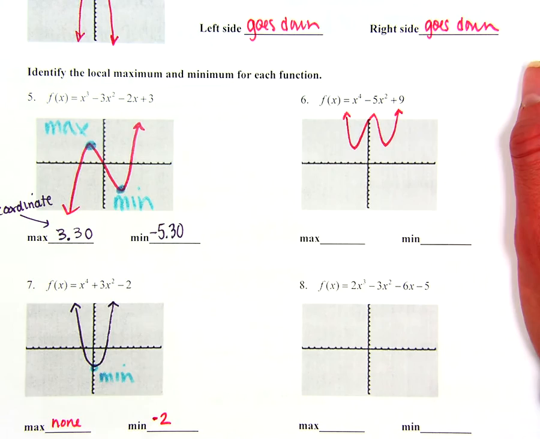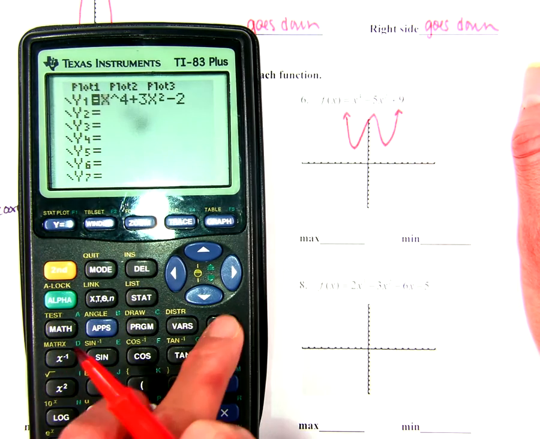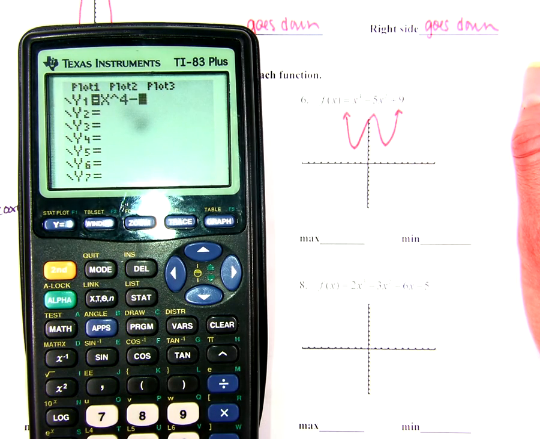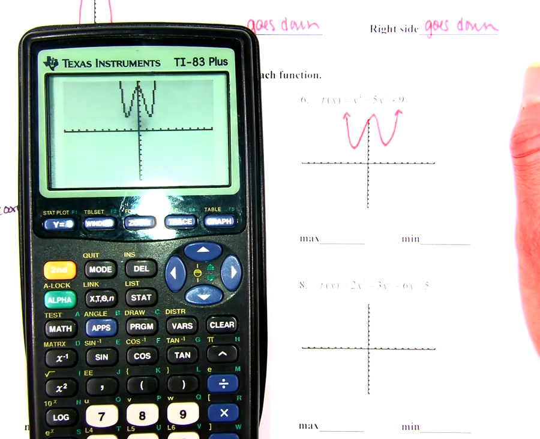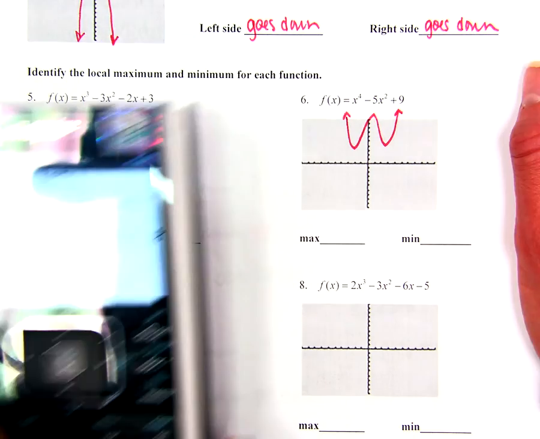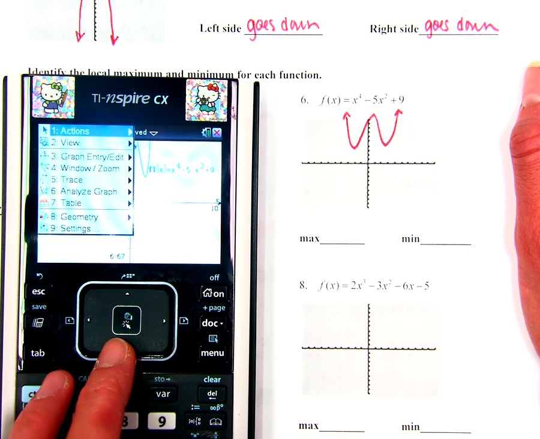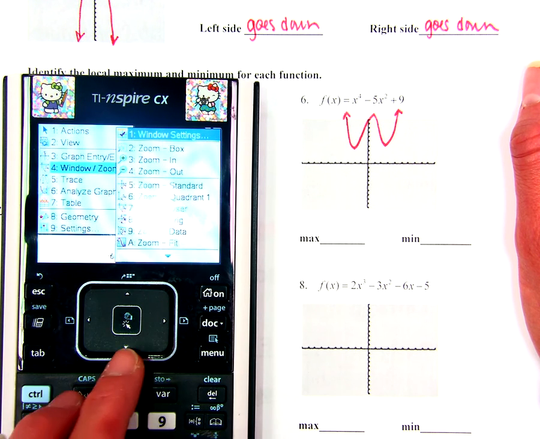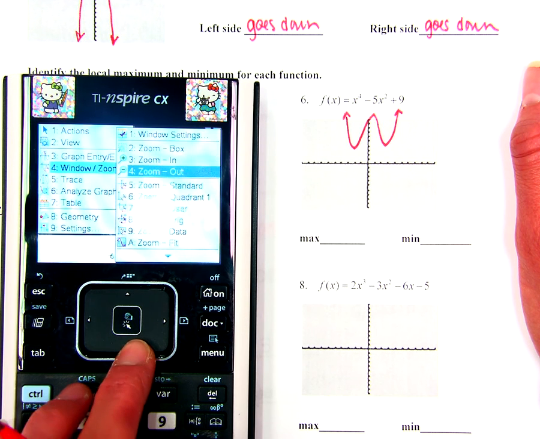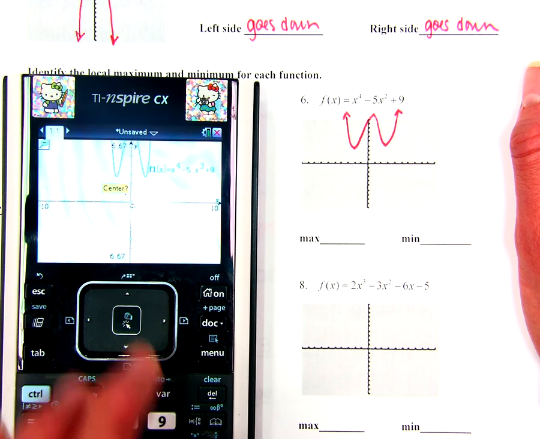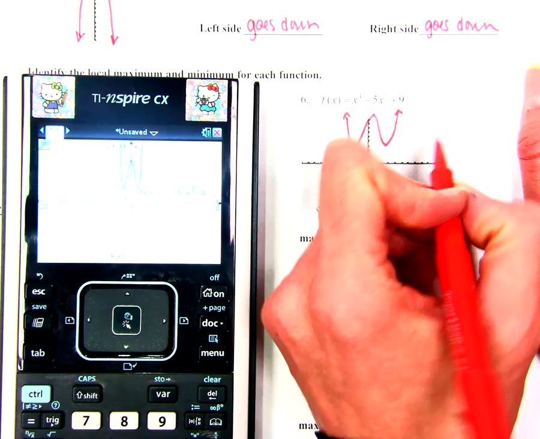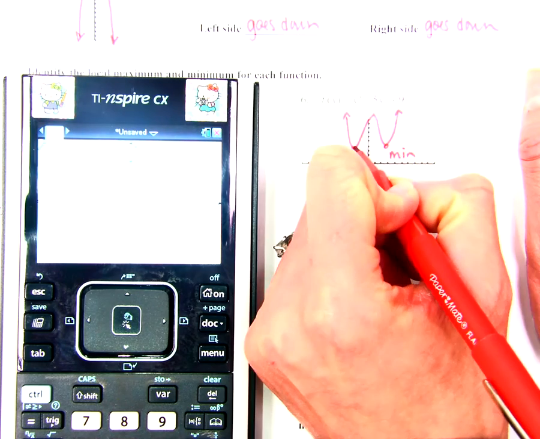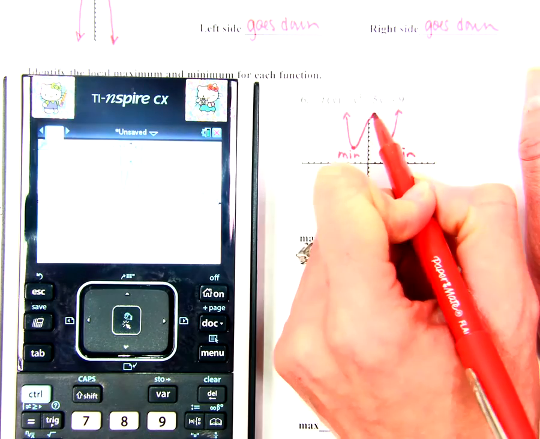All right, if you're doing this on this one, actually no, this one fits in your window. Here, I'm going to change my window. So my window settings for this one, I'm just going to zoom out. Okay, so now you can see it a little bit better. So basically we have a minimum here, and it's actually going to be the same number on both sides, and here I have a maximum.